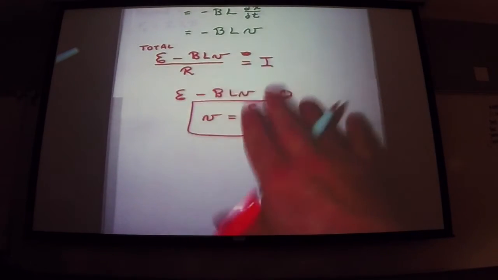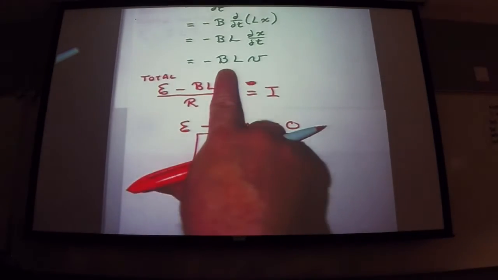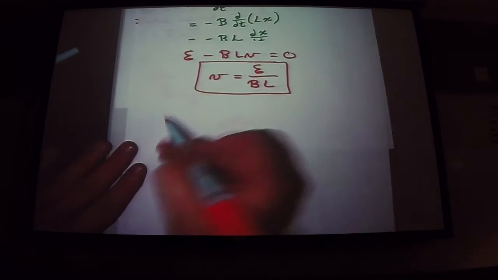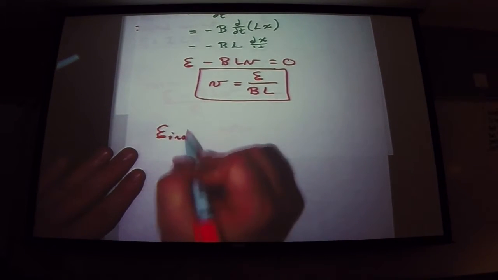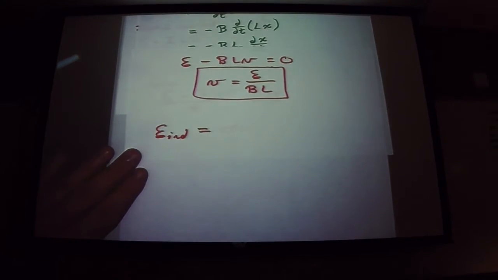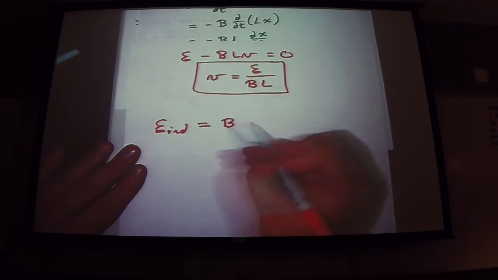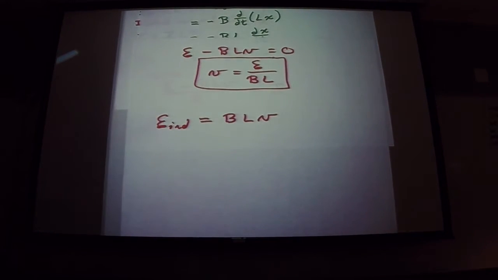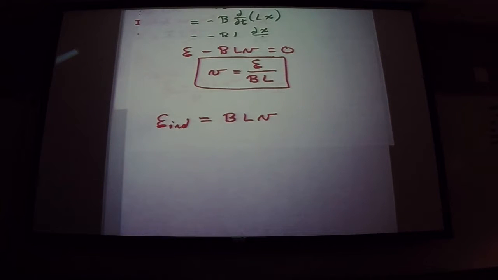Now, I will warn you about this. Notice this formula that we end up getting for the induced EMF for this particular system, BLV. I will warn you that it is not a catch-all. It doesn't work in all situations. But there are many situations in which it does, which is why your book discusses it.